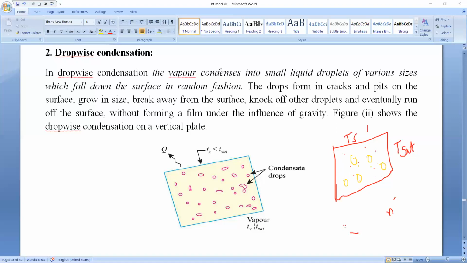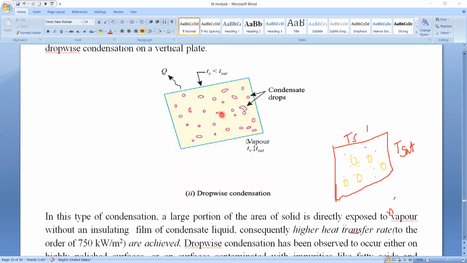Okay, so let's have some technical discussion on dropwise condensation. In dropwise condensation, the vapor condenses into small liquid droplets of various sizes, which fall down the surface in random fashion. The drops form in cracks and pits on the surface, grow in size, and break away from the surface without forming any film, under the influence of gravity. It is shown in figure 2, a dropwise condensation on a vertical plate. So this is called the dropwise condensation.